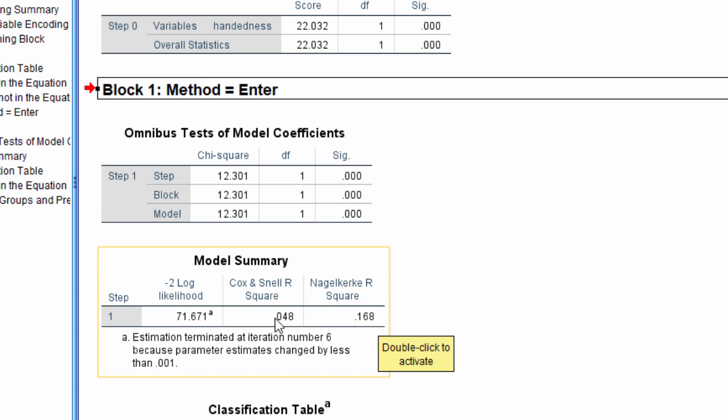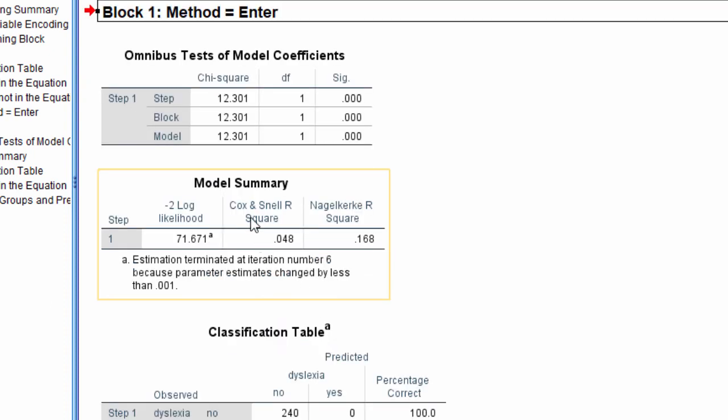And in this case, it's a pretty big jump. It's suggesting that it could be as large as 0.168. So you can kind of interpret this as 16.8% of the variance in dyslexia was accounted for by handedness if the data were distributed in such a way that an R squared value of 1.0 was even possible. So these are the two measures of effect size for the model, if you will. I don't really pay attention to the log likelihood in terms of effect size.